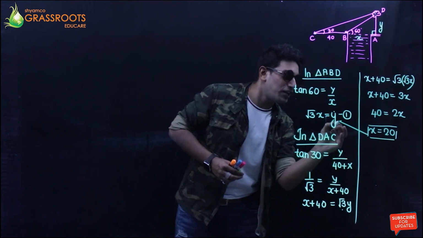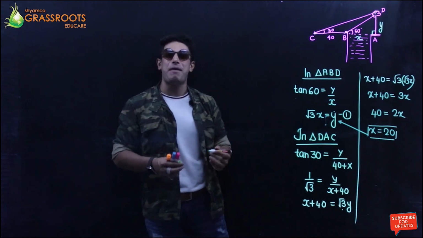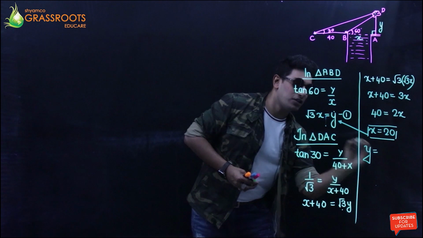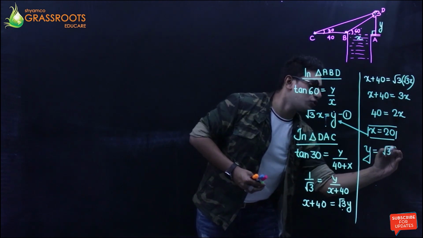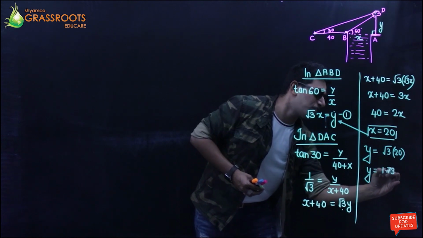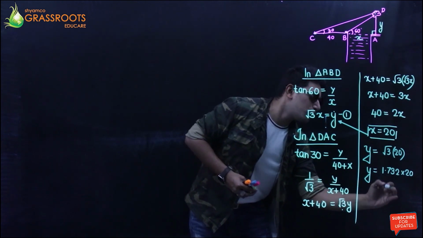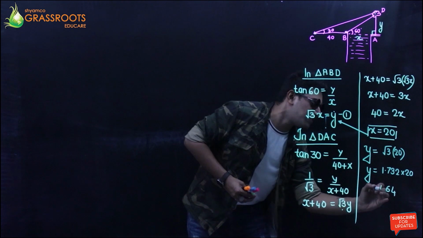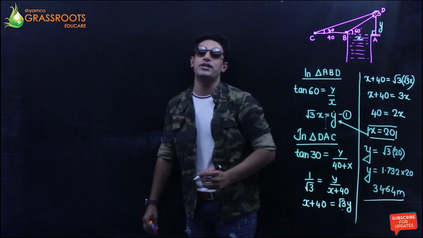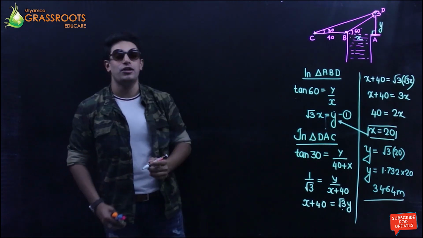This value of x, can you resubstitute it back in the first equation? So we get y is equal to root 3 into x, which is 20. So y is equal to 1.732 into 20. 2 2s are 4, 2 3s are 6, 2 7s are 14, 1 2 3, 34.64 meter. That should be your answer to the question number 12.